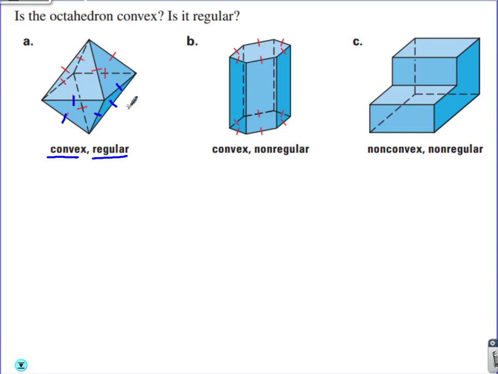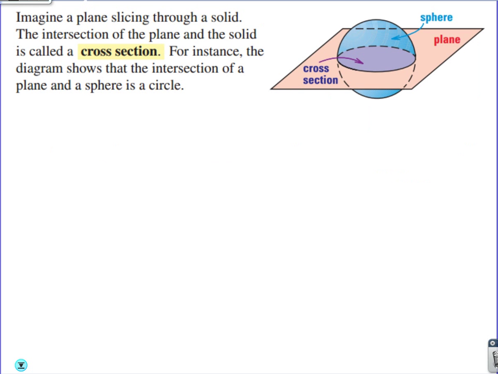The second one is convex, but it's non-regular. It's not a regular polygon because this face and this face look absolutely nothing alike. In order to be regular, all the faces must be the same. And the last one is non-convex, which we can also call concave, because look at this big dent in it right here. Somebody hit it with a ball bat. And it is non-regular because all the sides are not regular polygons that are identical.